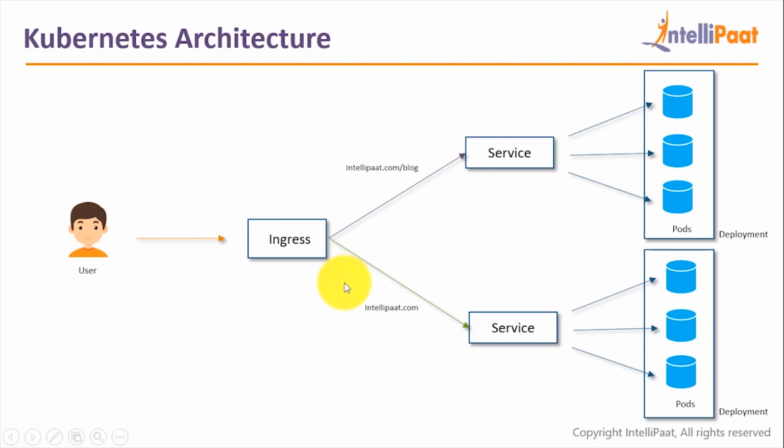Your cluster can also not have an ingress. In those cases, you might not have multiple exposed services on your cluster, so you will not require an ingress. But in cases when you have multiple exposed services on your cluster, you always have to use an ingress, right? So basically, this is a summary of how Kubernetes works internally.